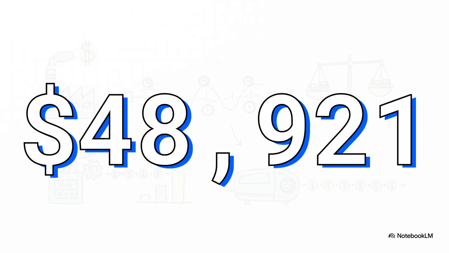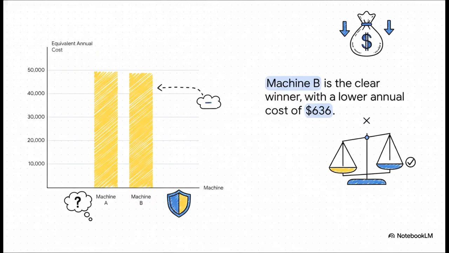And now for machine B. We take its much higher $175,000 cost, but we also factor in its longer 5-year life. We run it through the exact same calculation, and then we add its lower maintenance fee. The final EAC for machine B? It comes in at $48,921. And here it is.